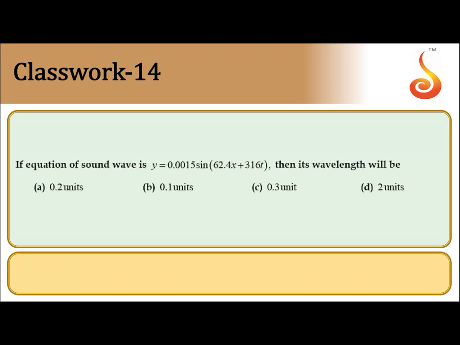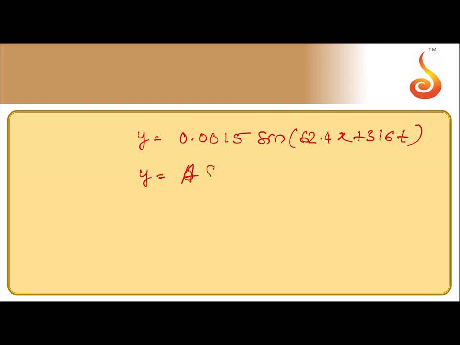Example 14. If equation of sound wave is given by y is equal to 0.0015 sine 62.4 x plus 3160 t, then its wavelength is. Let us compare this equation. Y is equal to 0.0015 sine 62.4 x plus 3160 t with the standard equation y is equal to a sine kx plus omega t. What do we notice?